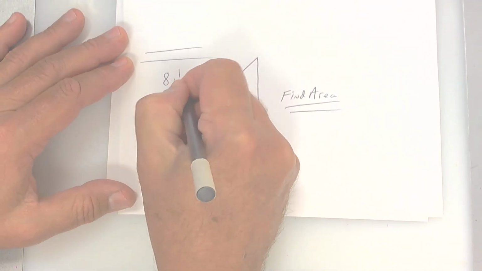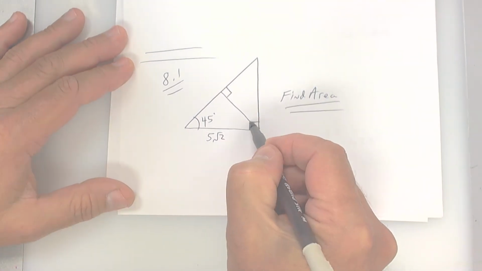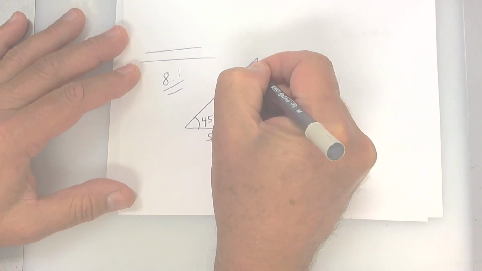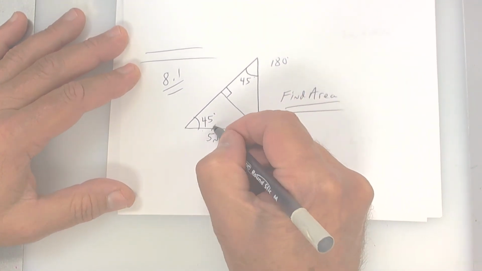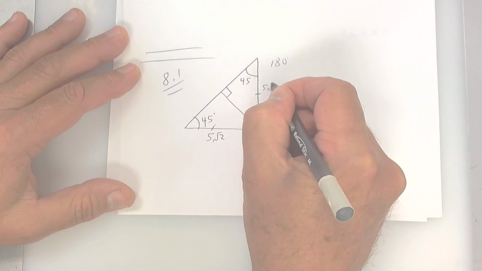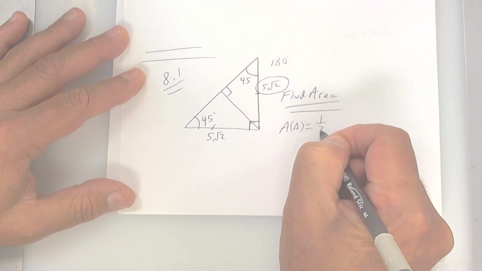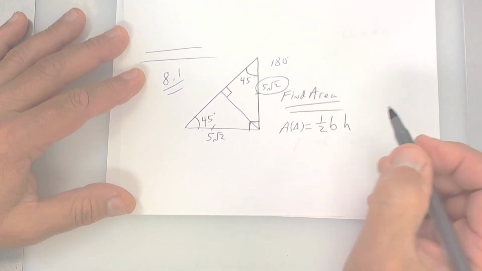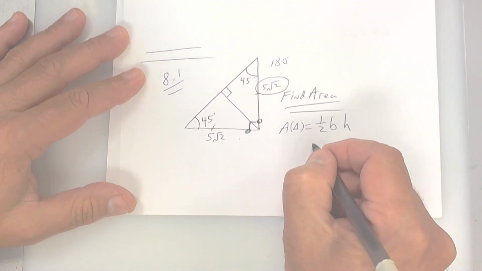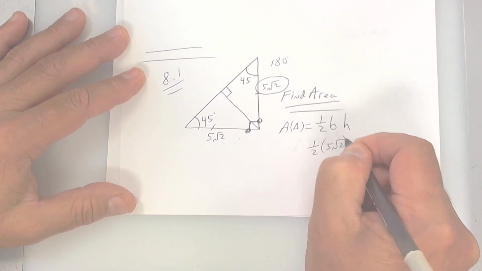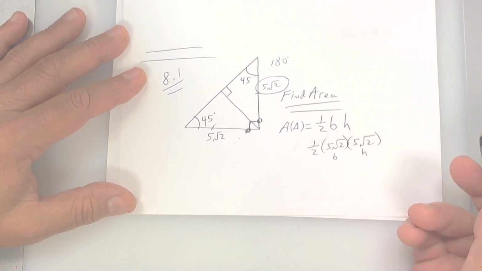They want to know the area. Well, this is a 90 here. This is a 45. So this one must be a 45 if you subtract from 180. And this is an isosceles triangle. So this is the same as this. So put 5 square root of 2 right there. Now the formula for area of a triangle is 1/2 the base times the height. And basically put dots on this box, and one of them's your base, one's your height. In this case, they're the same thing. So put 5 square root of 2 times 5 square root of 2. So one's your base and one's your height, and it doesn't matter because they're the same.